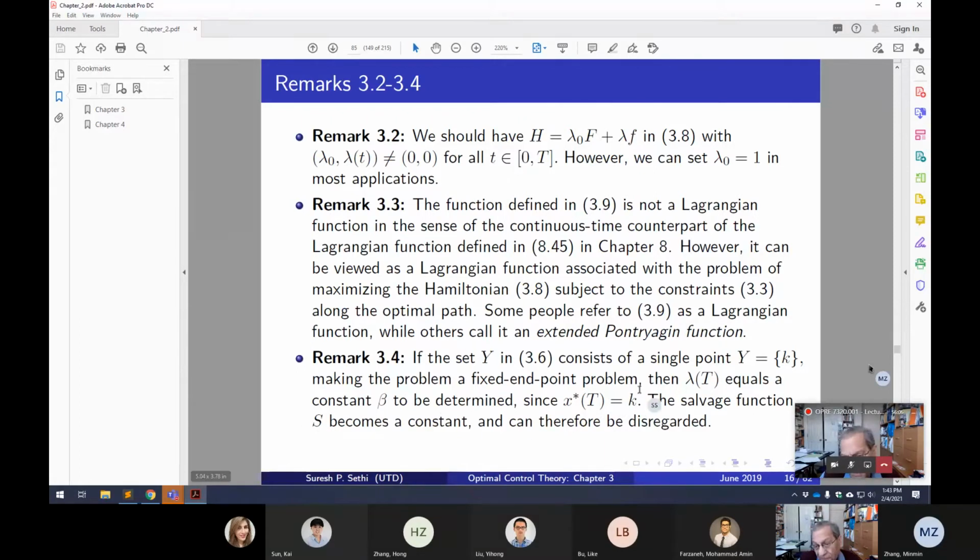Because salvage value is just a constant, this x star t cannot change. So this cannot be a function of something that cannot change. And so S is not necessary, but lambda t becomes beta, which is to be determined. And remember, you solved a two-point boundary value problem using Excel. You had the initial value of x0, and you guessed the value of lambda 0. And then you asked the Excel goal-seek algorithm to find that value of lambda 0, the initial value, that will give you lambda t exactly equal to 0. That was the final value of lambda t.